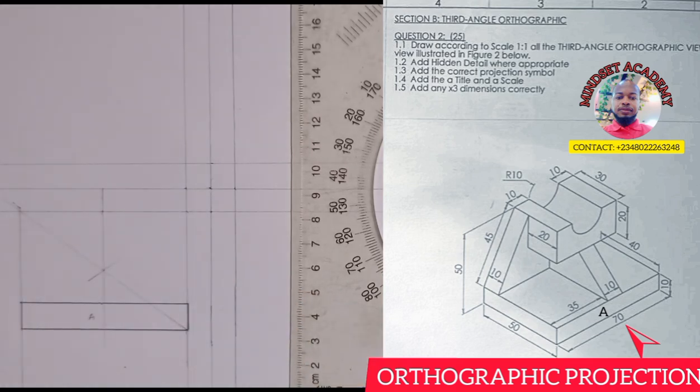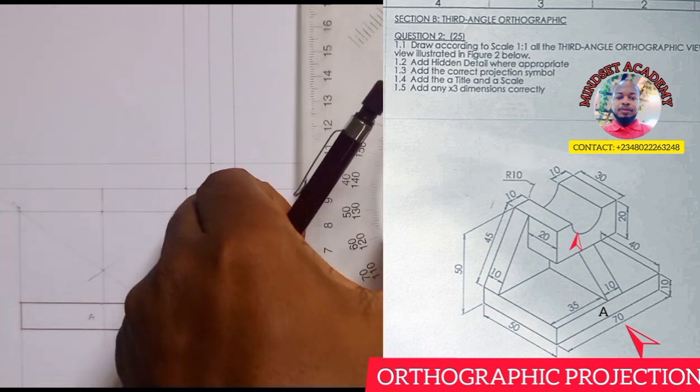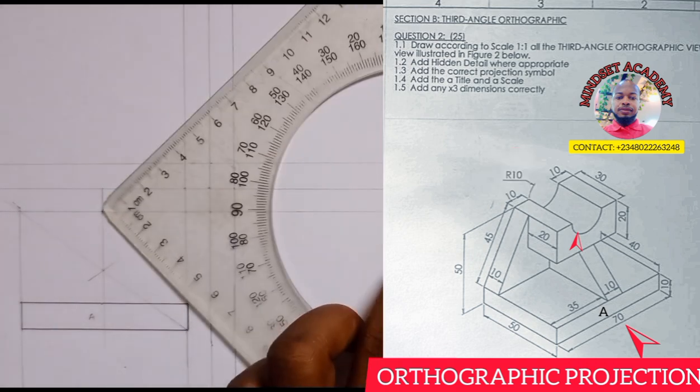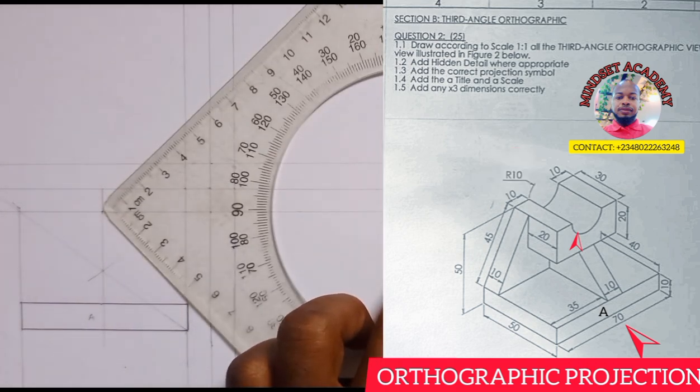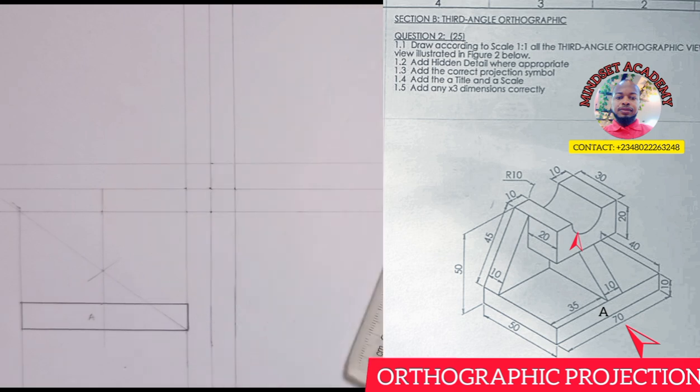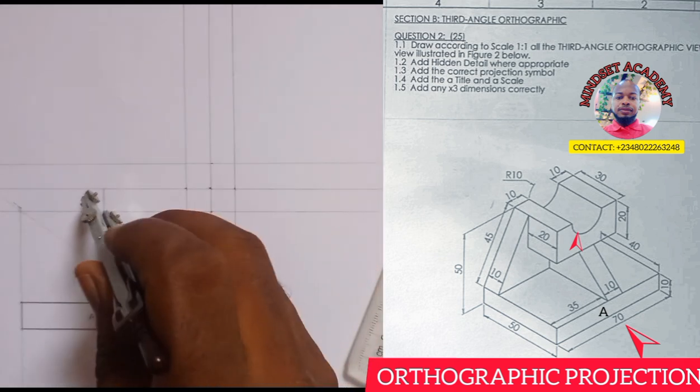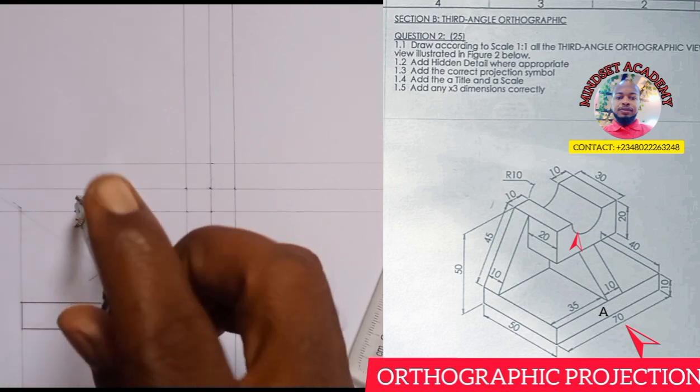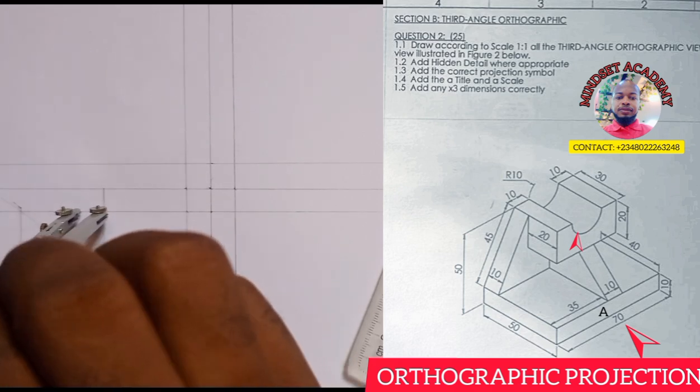If you look at it very well, that shape looks like a cup, like a U shape up there. There's a circle here that has a radius of 10. So I'm going to take my compass and measure a circle with a radius of 10, and I'll place it here. Then I'm going to draw a circle this way.